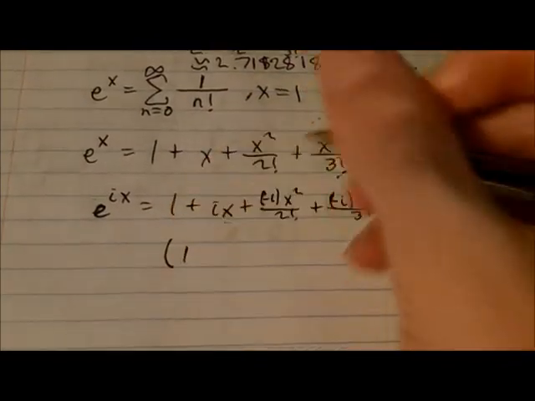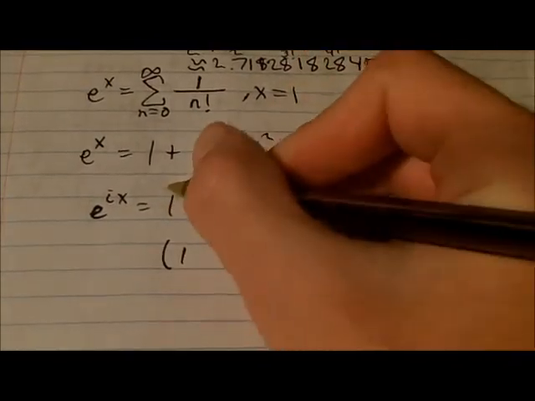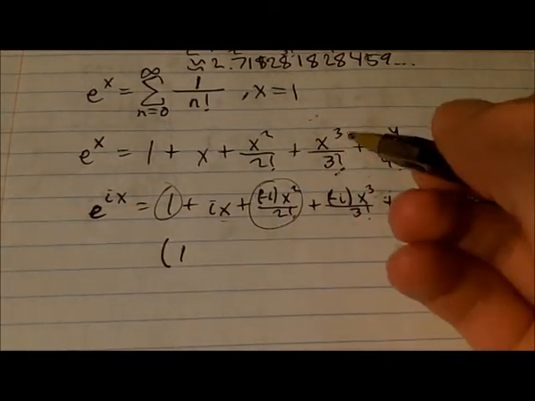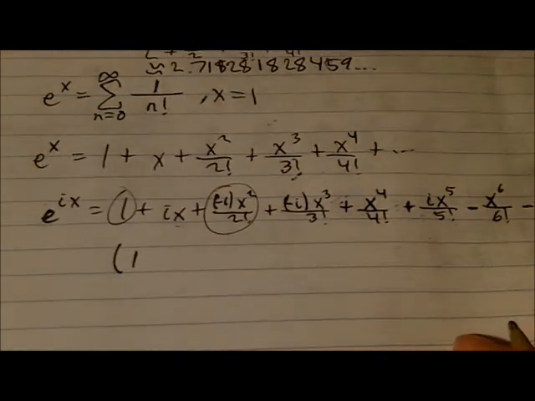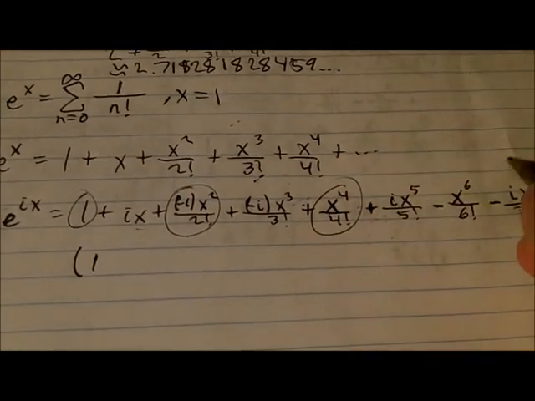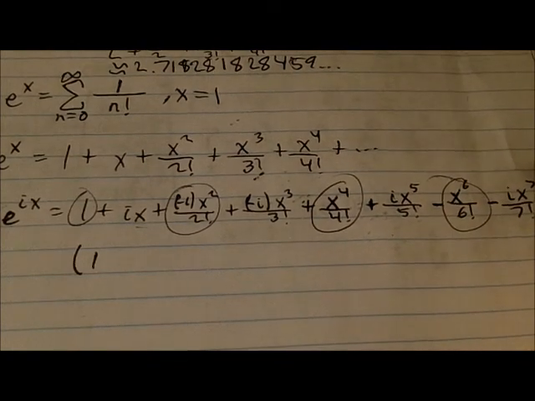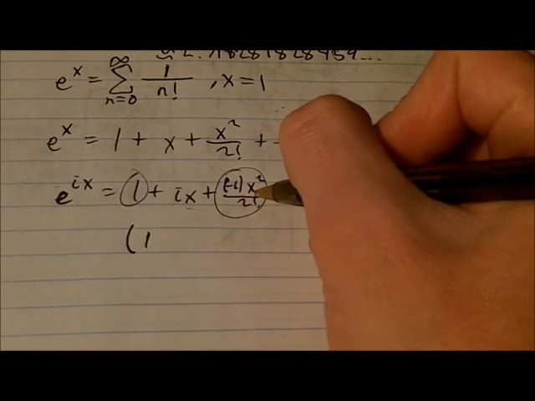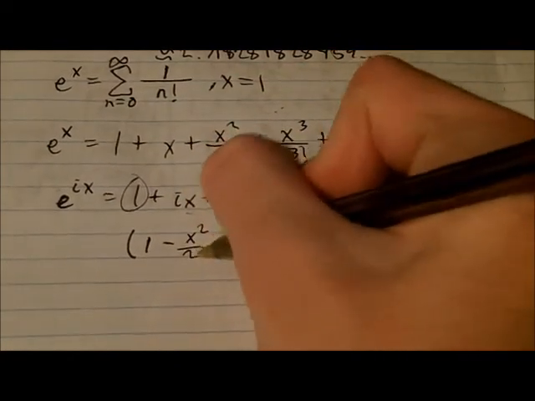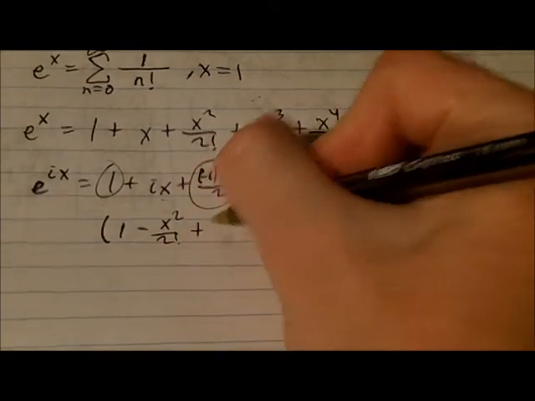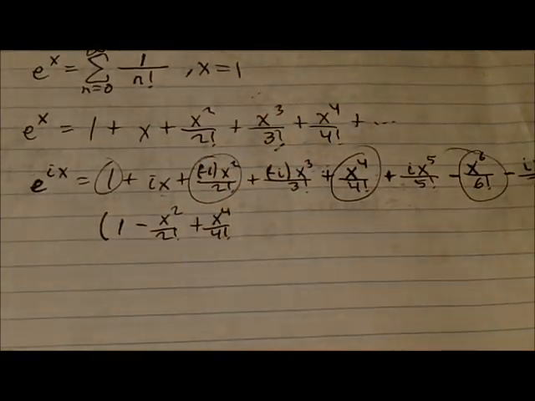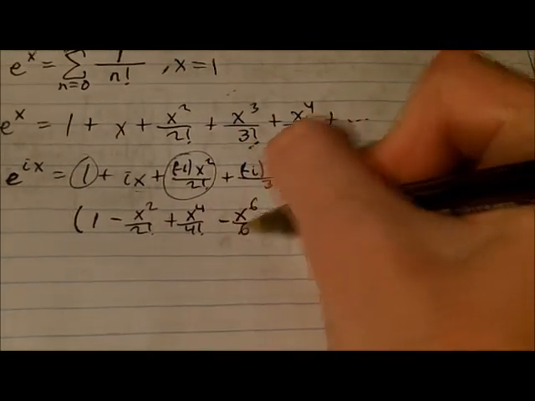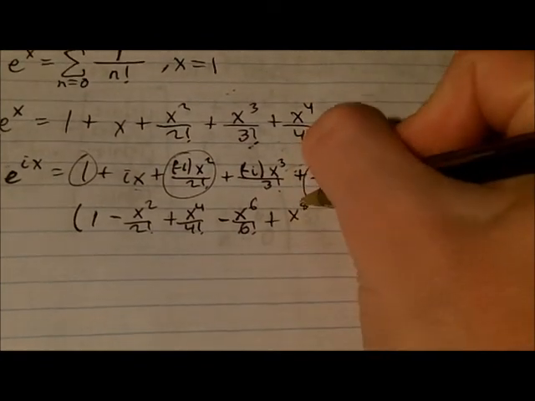So we have 1, and then I'm going to take this one, then this one. So I guess I'll start with the even terms for now. So 1, and then if we have negative 1 times x squared over 2 factorial, that's minus x squared over 2 factorial. And we have a plus x to the 4th over 4 factorial, that's a nice even one. And this coefficient is minus, keep that in mind, that's minus x to the 6th over 6 factorial, plus x to the 8th over 8 factorial.